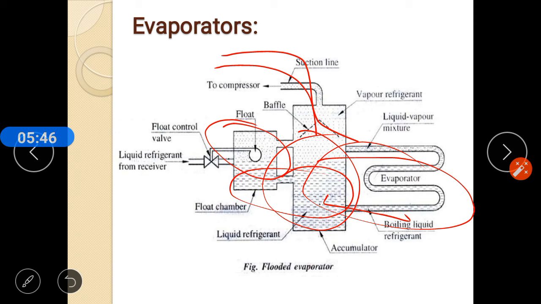So this type of evaporator gives a higher heat transfer rate, so that a smaller evaporator can be used for the required capacity. They are used in large installations, especially in chemical plants or food processing industries.